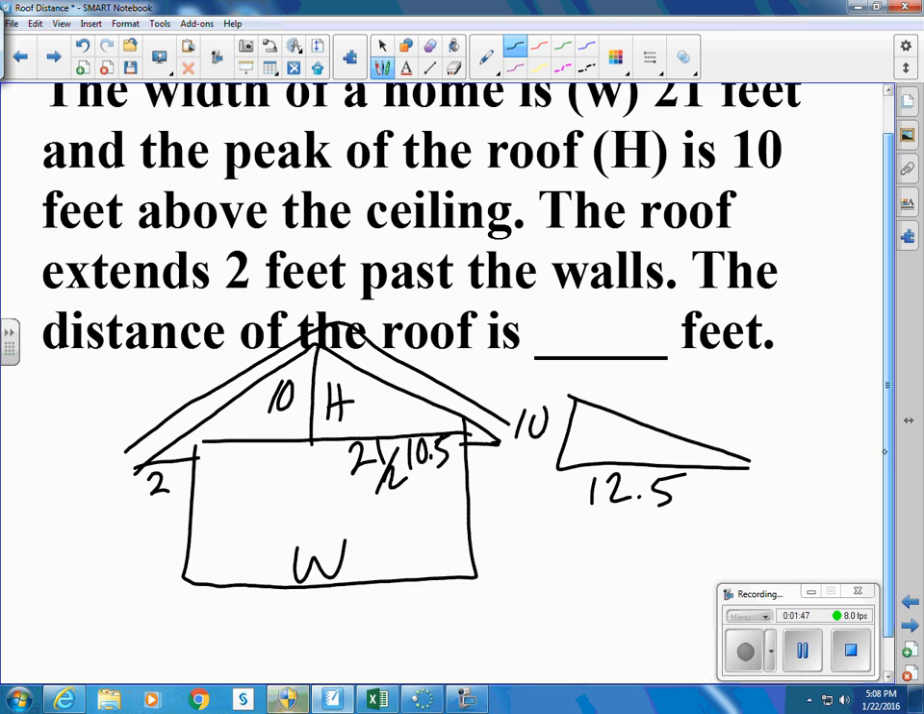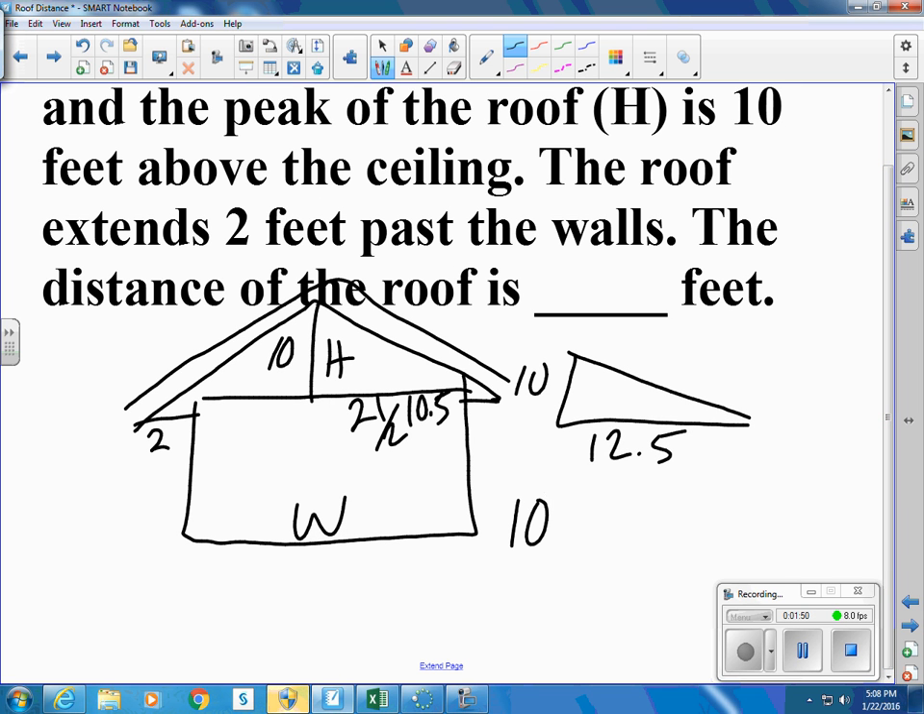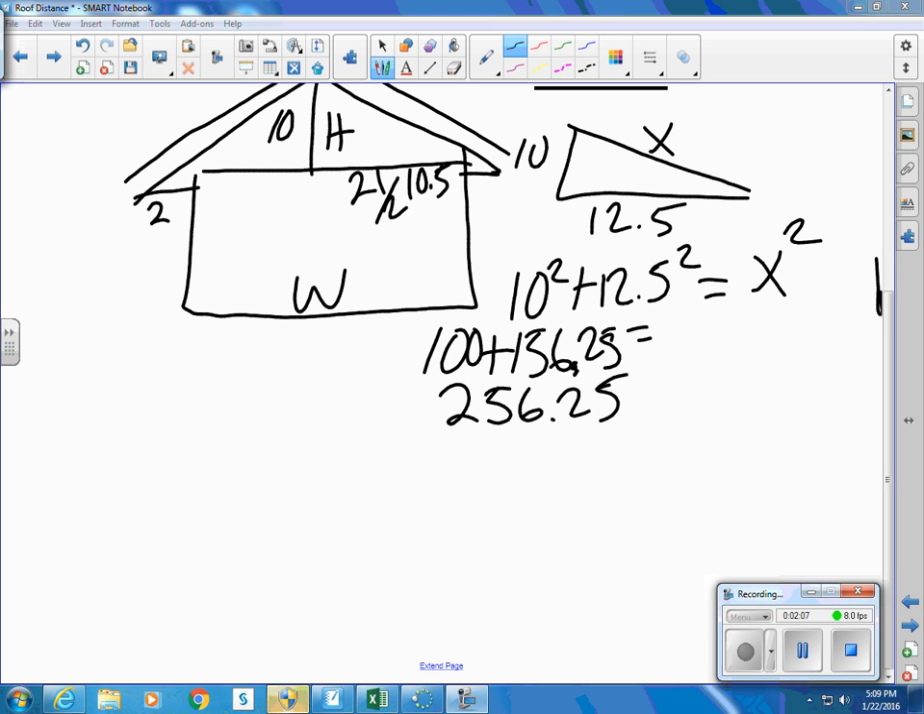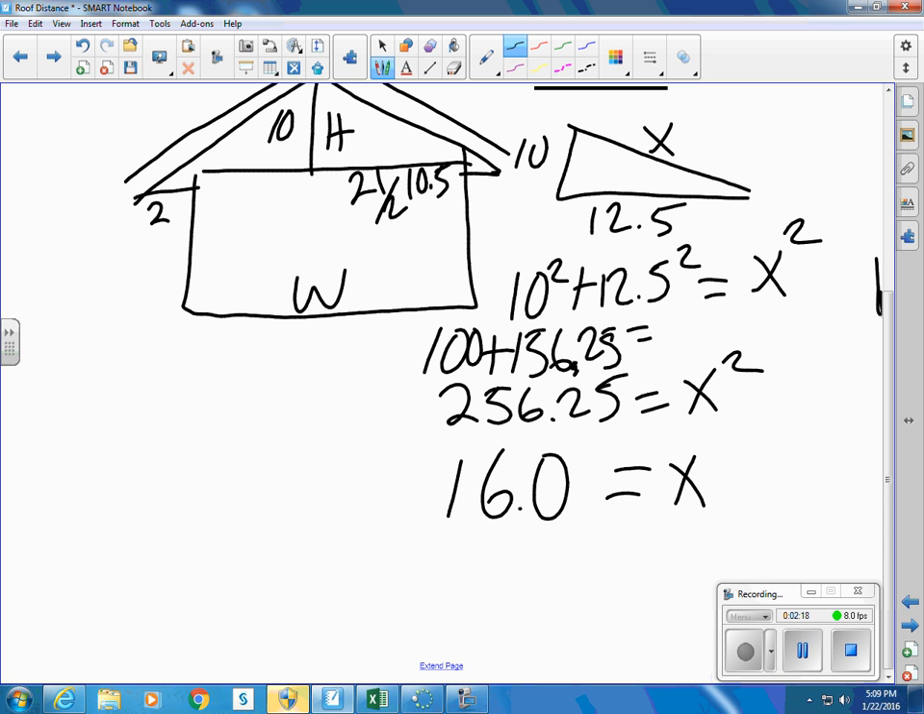So for Pythagorean's theorem, we can say that 10 squared plus 12.5 squared is equal to this distance here squared. So we have 100 plus 156.25, which is 256.25, and if that's equal to x squared, then x is equal to the square root of that, which is really close to 16 feet. So that's quite a bit longer than the 12.5, so it probably makes sense to include that in our calculations so we get enough shingles.